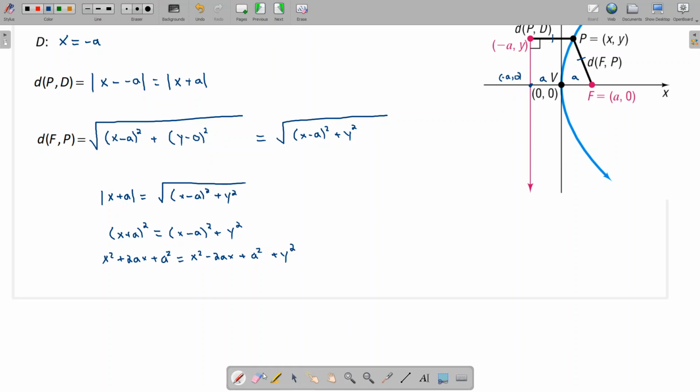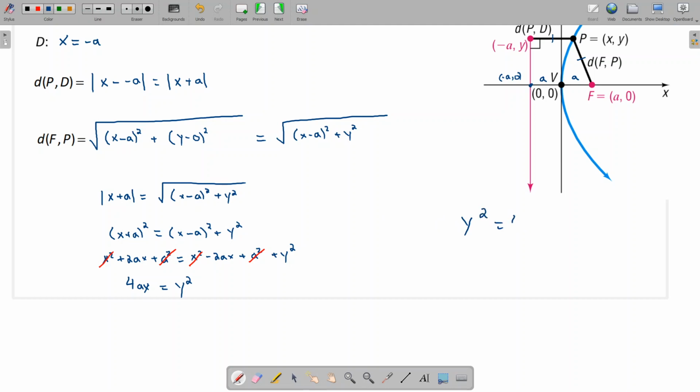Okay, so then we get some cancellation. So notice we can cancel the x squareds on both sides. We can cancel the a squareds on both sides. Then, if we move this to the other side, we can add the negative 2ax over, and you get 4ax equals y squared. This is our general equation for a parabola that is opening to the right, like you see here with the vertex at the origin. We will just typically reverse it.